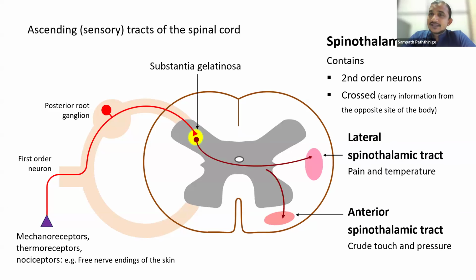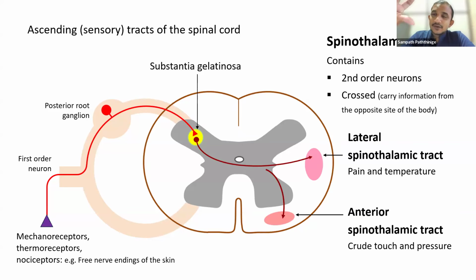But in contrast, the spinothalamic tracts have crossed neurons and they are the second order neurons. The first order neuron ends in the substantia gelatinosa and the second order neuron crosses to the opposite side. If it is related to pain and temperature, it will go into the lateral tract. And if it is regarding crude touch, light touch and pressure sensation, it will go into the anterior spinothalamic tract.